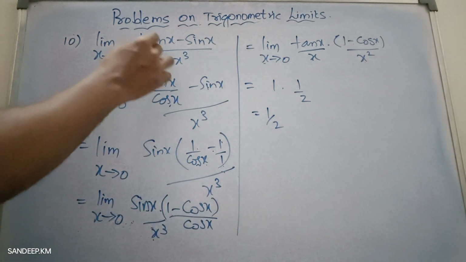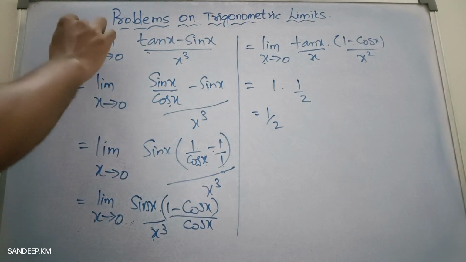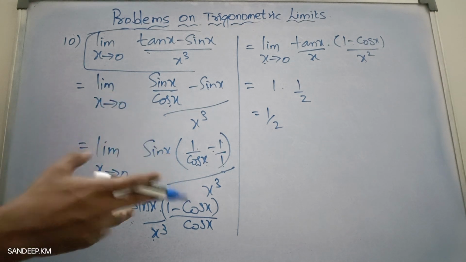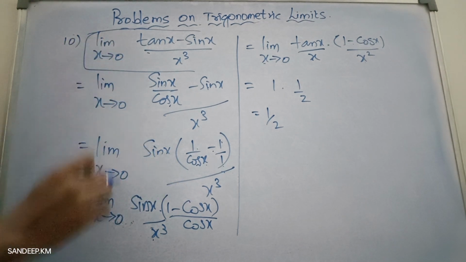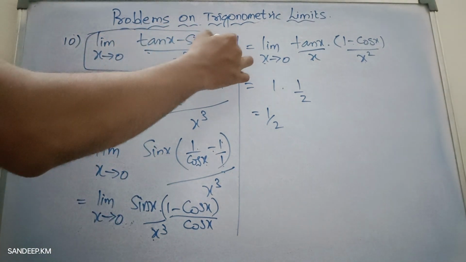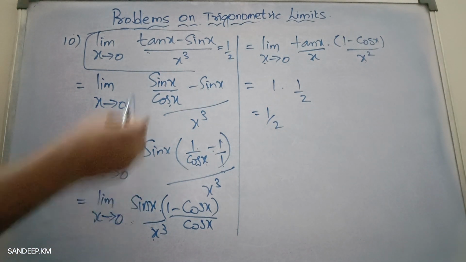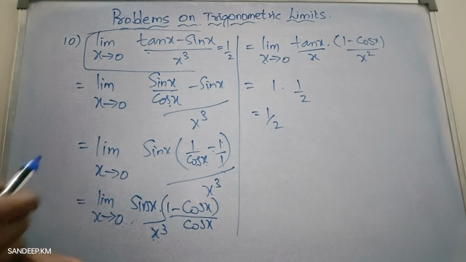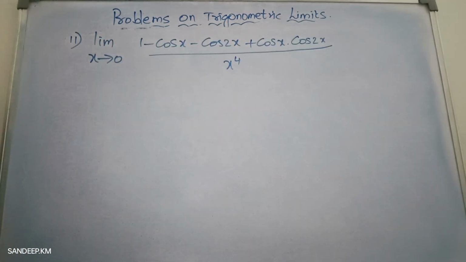We are using it in many problems, I told you. And you can also remember this question's answer, because this might repeat in many problems. Limit x approaches 0, tan x minus sin x by x cube is also 1 by 2. You can also remember this important question. It might be used in some other questions directly. Okay, now we'll go with the next question.